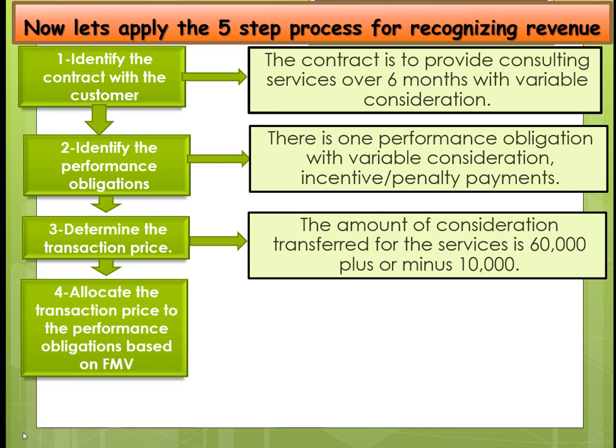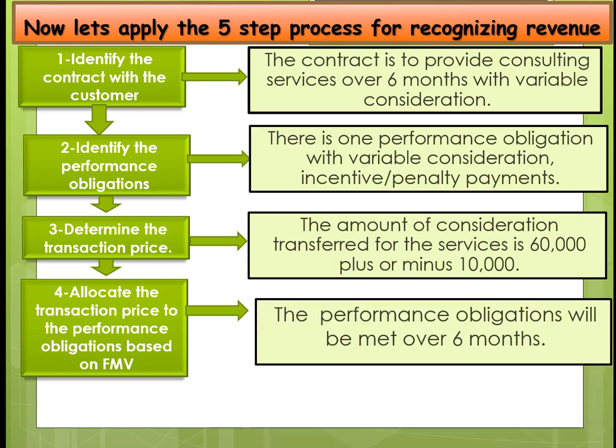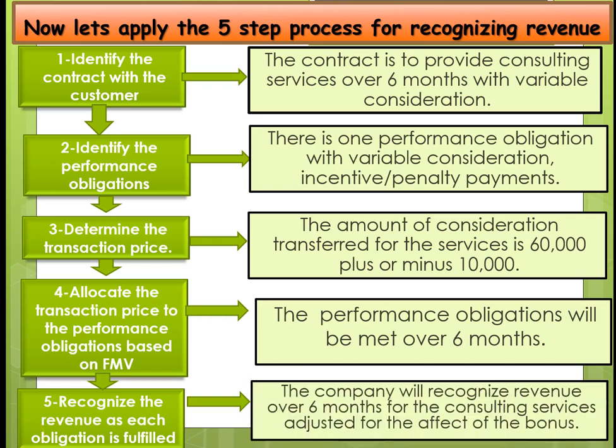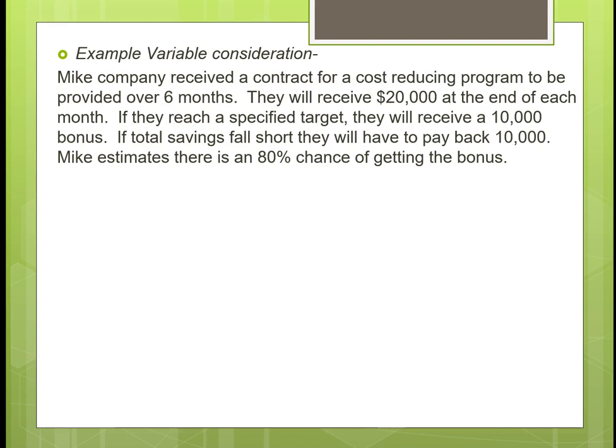Allocate the transaction price to the performance obligation based on fair market value. Well, we have the fair market value, but we have to do it over 6 months adjusted for the bonus or lack thereof. So, what we're going to do is book the consulting services adjusted for the bonus. So now we're going to take a look at how that's done.